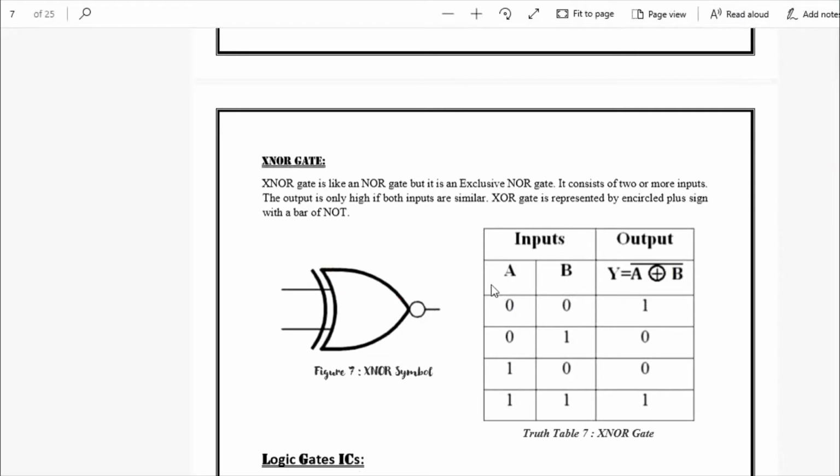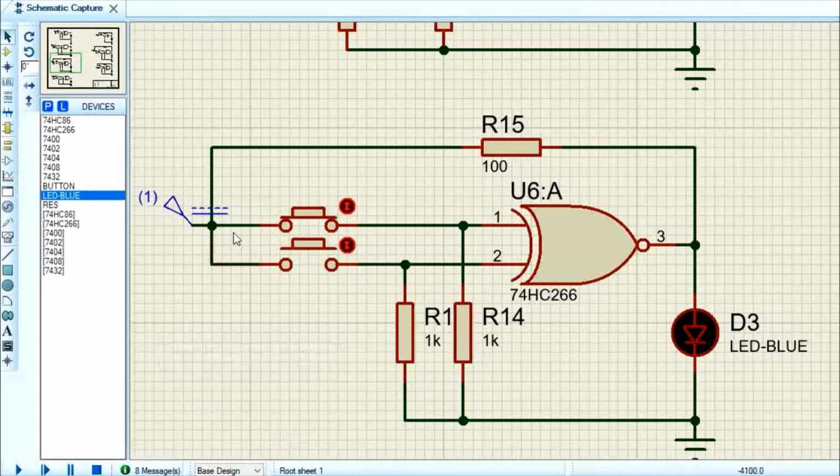Here is a truth table for exclusive NOR gate. It also consists of two inputs. It works on the principle that if we have combination of inputs like 0 0 and 1 1, output is on, or it shows 1. But if we have 0 1 and 1 0 at input, at output we have 0. So let me show you the simulation for exclusive NOR gate.